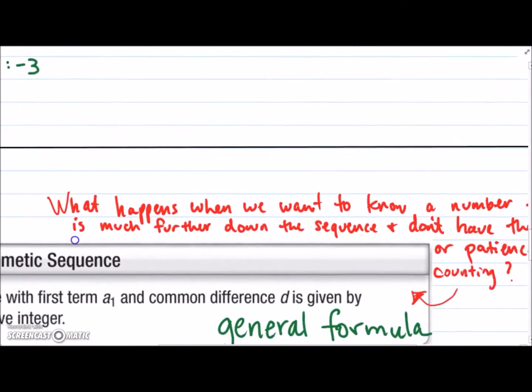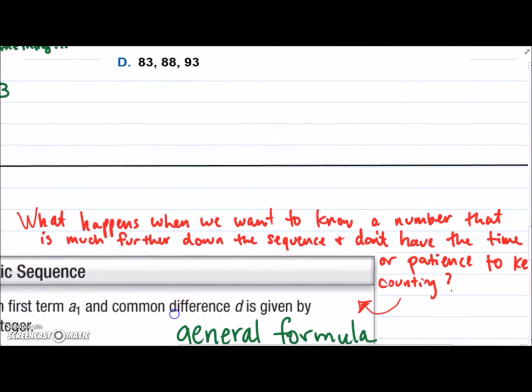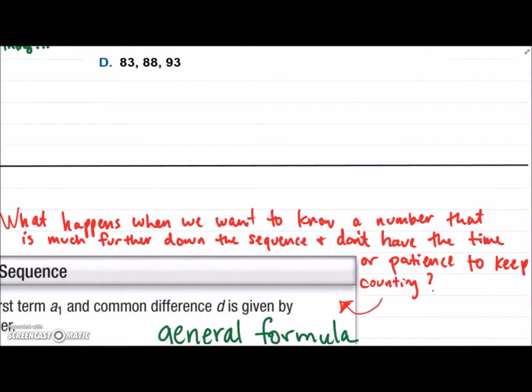All right, now what happens? Let's look at this question. What happens when we want to know a number that is much further down the sequence, but we don't have the time or the patience to keep counting? That's when we need a general formula.